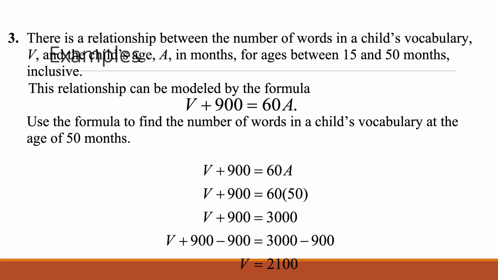So I just plug in a 50 for A, okay? Vocabulary number of words, V, plus 900 equals 60 times A. 60 times A is 3,000, right? 60 times 50. Subtracting 900 from both sides, they just write it horizontally. V, it's down here in orange, equals 2,100 words. Okay, I know we did that exact slide the other day. We had gotten these slides from the book company, and it's a little difficult to edit these slides, so I just went with reviewing it one more time.